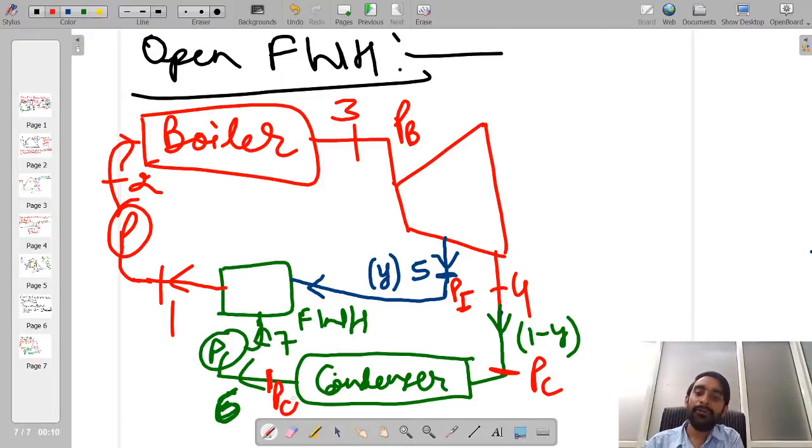Then whatever the first stage pump we have used, this thermodynamic state at point number 7, we have actually pumped it to intermediate pressure Pi, and then after that we allowed the two streams which are at same pressure Pi to mix inside a feed water heater and to have mass and energy exchange, and then these have actually resulted in thermodynamic state of 1 at the exit of the feed water heater.